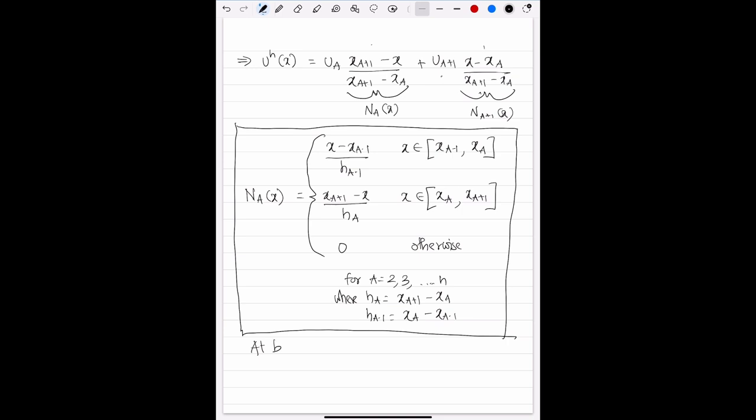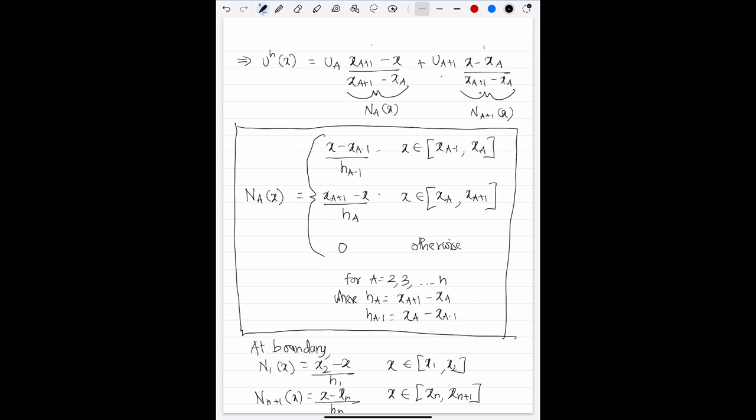Now at the boundary, we have similar basis functions, but they are one-sided. And so we have N1 of x defined as x2 minus x divided by h1, and this is true for x belonging to x1 to x2. So basically this relation over here, and at the other boundary we have N n plus 1 of x defined as x minus xn divided by hn, and this is true for x belonging to xn all the way up till xn plus 1. So these are the one-sided basis functions defined at the boundaries.